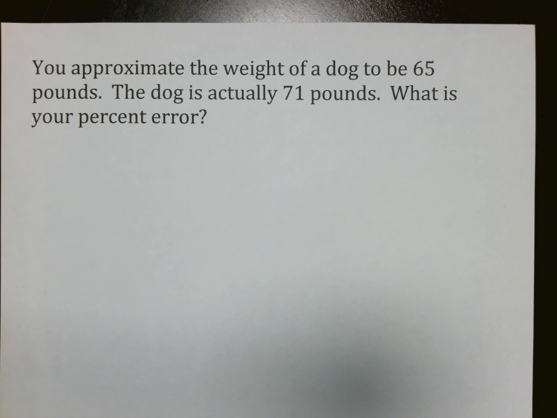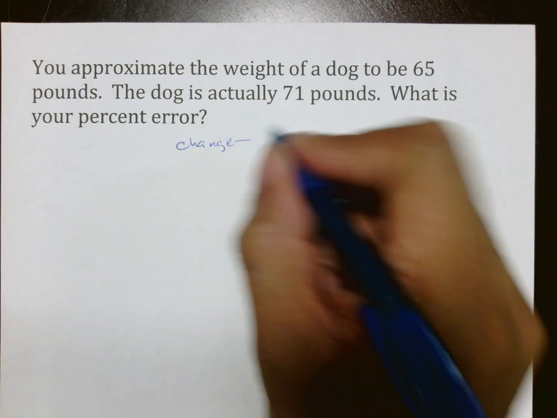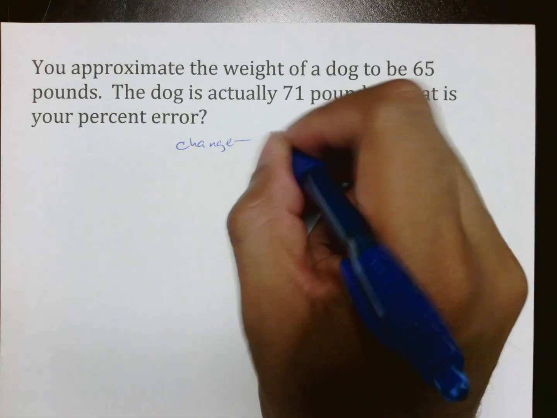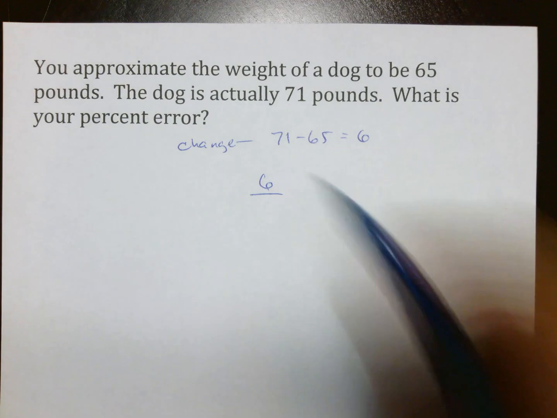So it says you approximate the weight of a dog to be 65 pounds. The dog is actually 71 pounds. What is your percent error? Again, in order to find that, we have to find out how much we are off. Change in this case is how much we are off, which means we do 71 minus 65, which is 6. 6 is our key number.